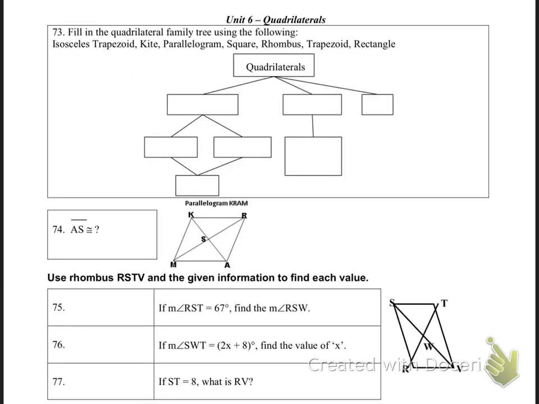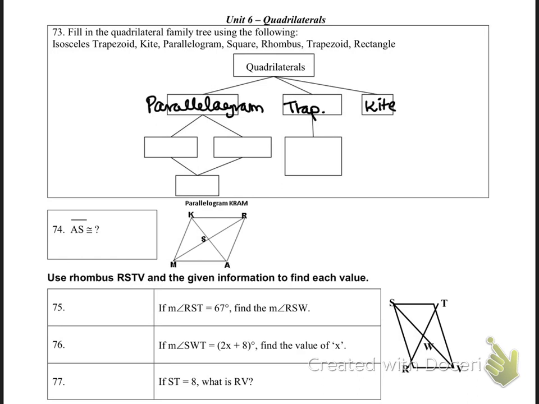Okay, so now we're on to Unit 6, quadrilaterals. So we first want to just fill in the family tree using the word bank that they give us. Well, we know that we have 3 different types of quadrilaterals. The first one's going to be a parallelogram. Okay, we also have a trapezoid and a kite. And kite's all by itself.